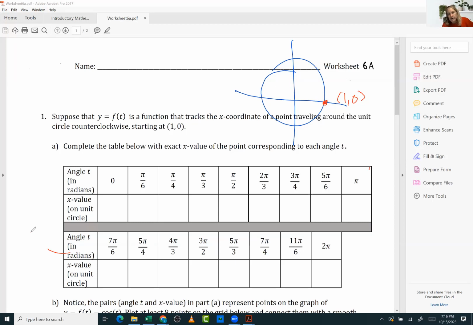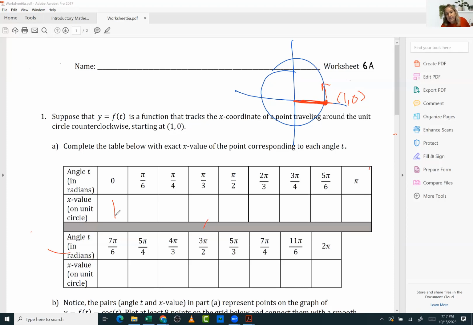counterclockwise. So which way is counterclockwise? It's this way, isn't it? Yes. Around the unit circle, counterclockwise, starting at 1, 0. That's in the positive direction. So when this angle, they're calling the angle t, is at 0, the x value on the unit circle is 1. This is all it's saying.